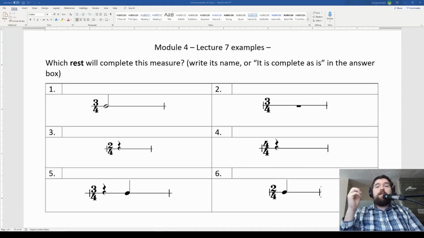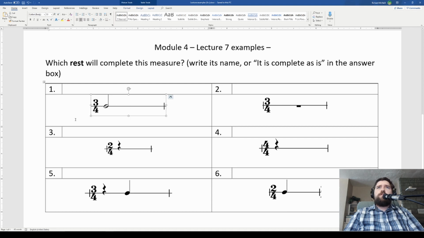This is lecture 7 in our series for module 4. Today it is talking about which rest will complete each measure. Now some of them are already complete as is and we don't need anything else. So you would write in the answer section, it is complete as is. Alright, so let's take a look at this first question.